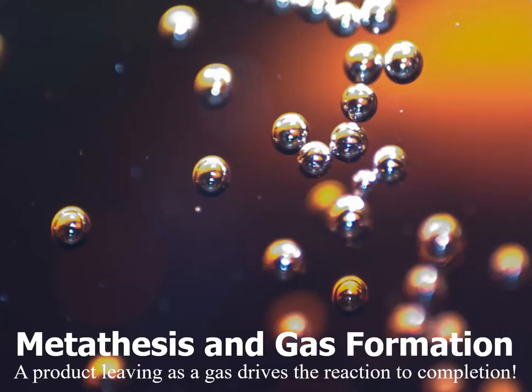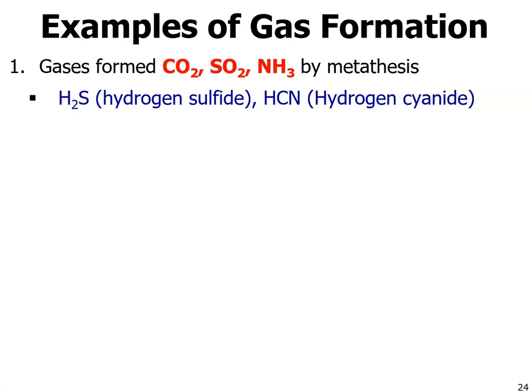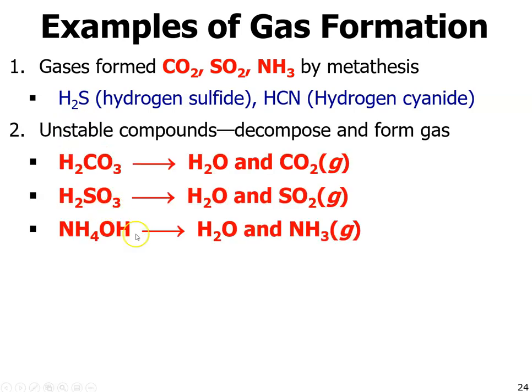Sometimes when we do a metathesis reaction, we're actually replacing something and forming a compound that then gives rise to a gas. And this gas can be insoluble and is released from the solution. We're going to look at some of these examples for gas formation. Examples of these would be carbon dioxide, sulfide, and or ammonia by metathesis. Hydrogen sulfide and hydrogen cyanide are some other gases that can be formed when we process these.